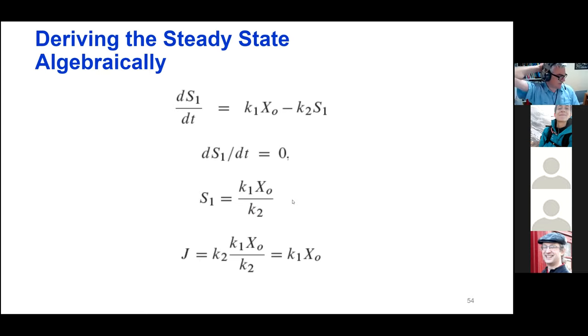Now, for more complicated problems, because you can't do it analytically, you have to revert to simulation, which is why we do it by simulation. Even a five-step pathway with Michaelis-Menten kinetics, you cannot solve it analytically. All right, so you can only do this for really simple systems like this.